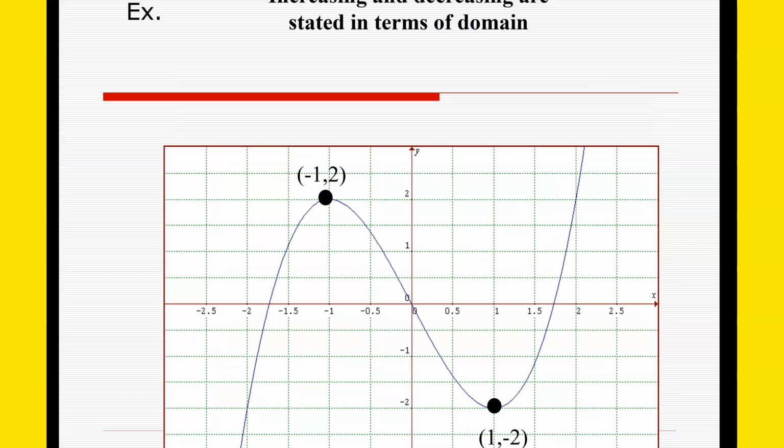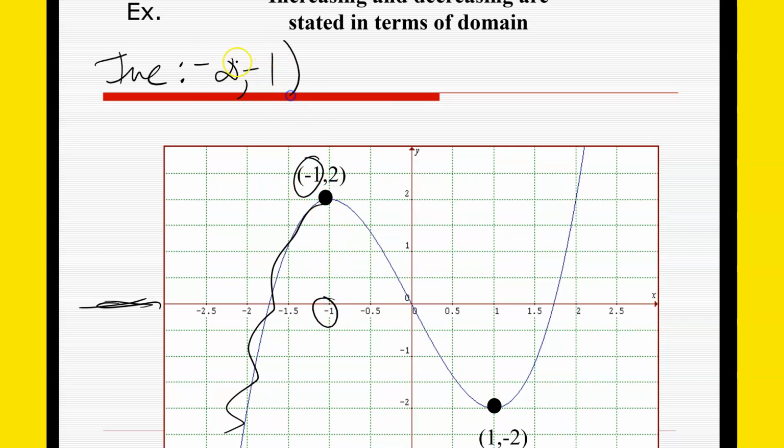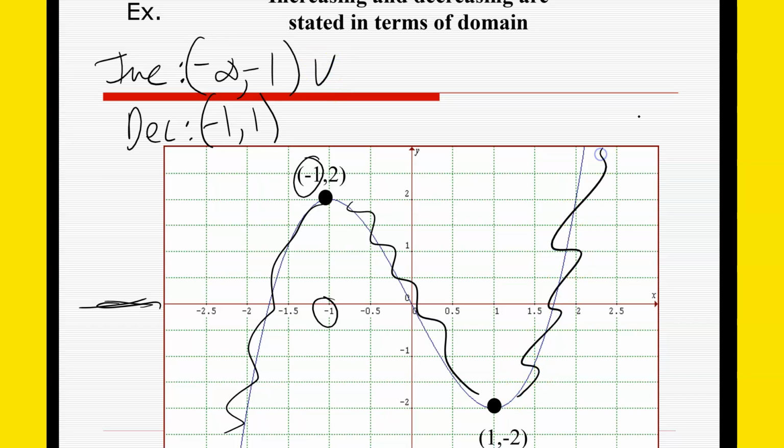All right, try to answer this one, intervals of increase and decrease, before we go on. Okay, so it is increasing all throughout here. So we're going to say it's increasing from where on the x-axis to where on the x-axis? Well, from all the way back here, from negative infinity to negative 1. All right, then it's decreasing all throughout there, right? From negative 1 on the x-axis to positive 1 on the x-axis.